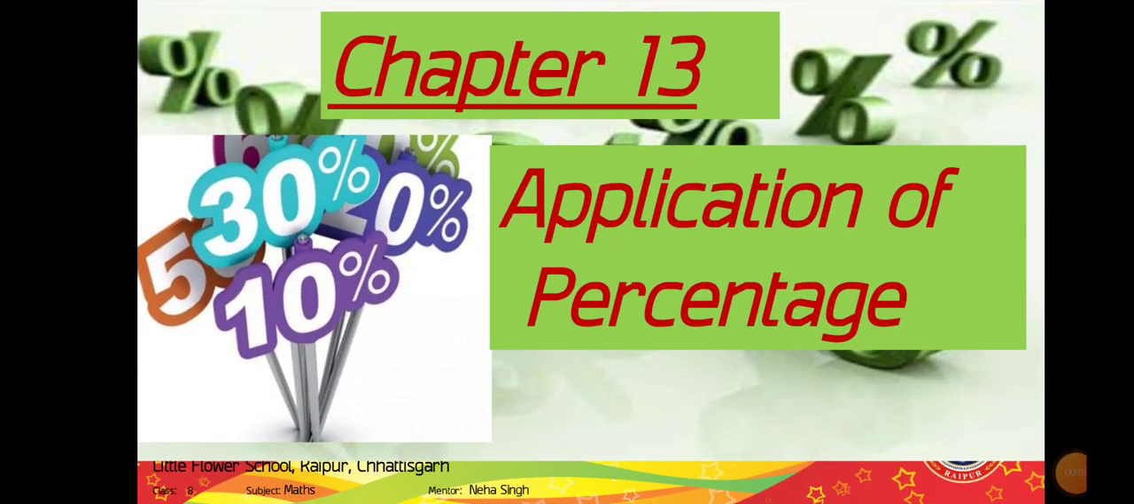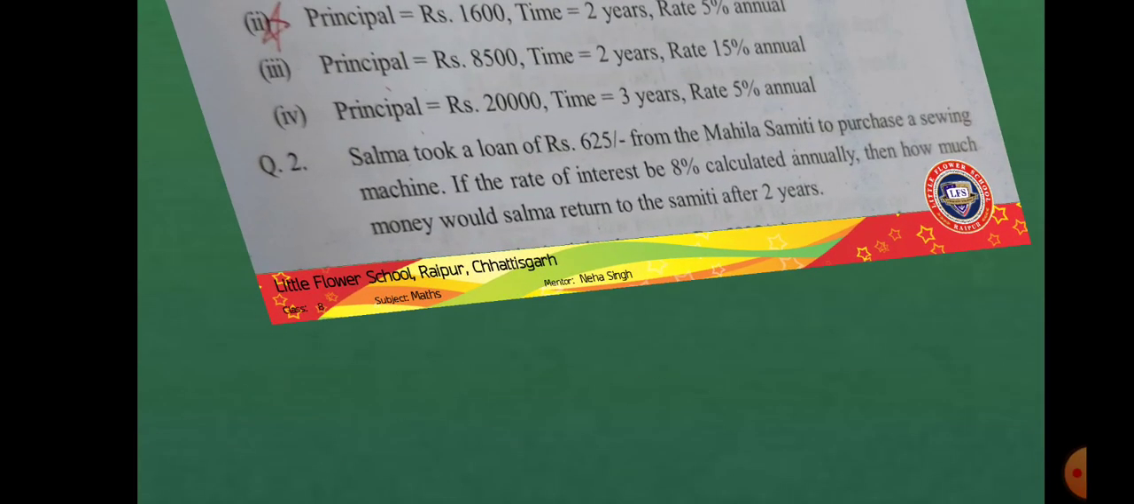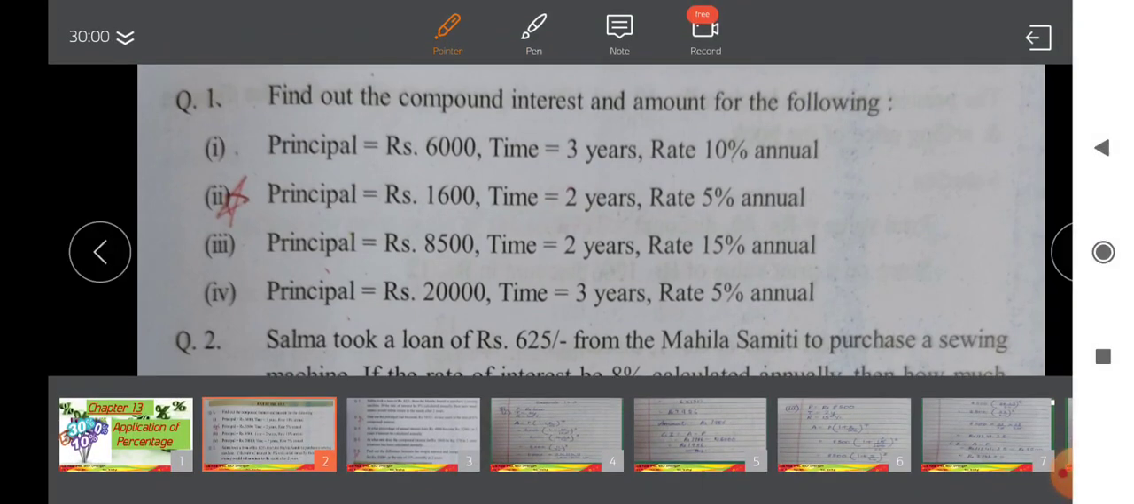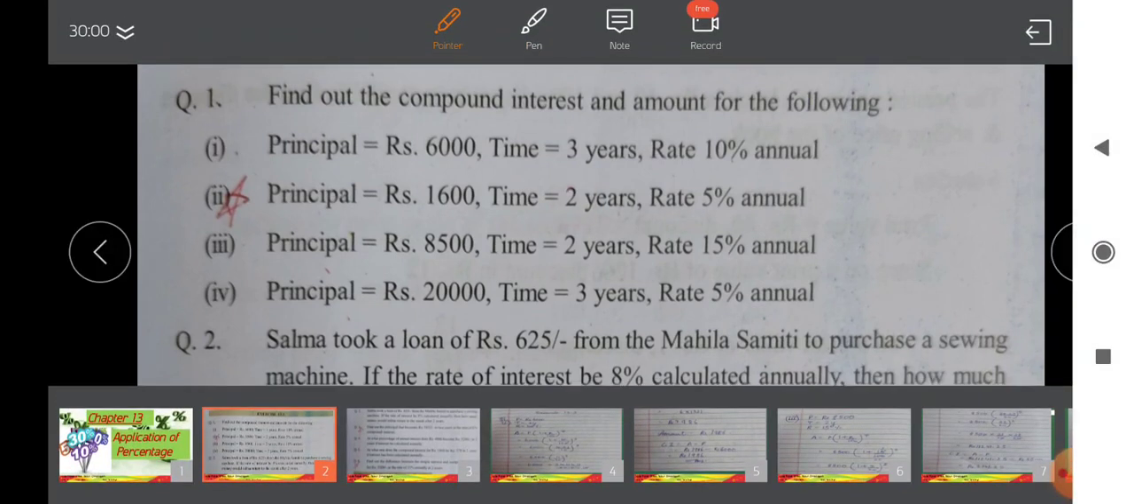Hello students. So let us start with the next exercise 13.3. First question is find the compound interest and amount. Right? Here you have to find the compound interest as well as the amount.